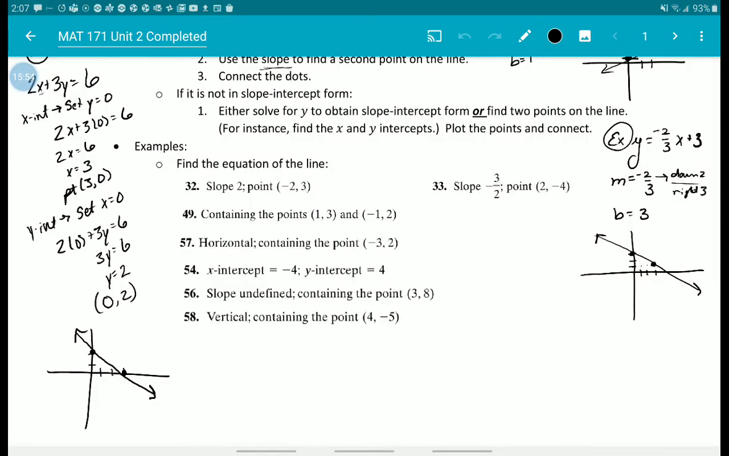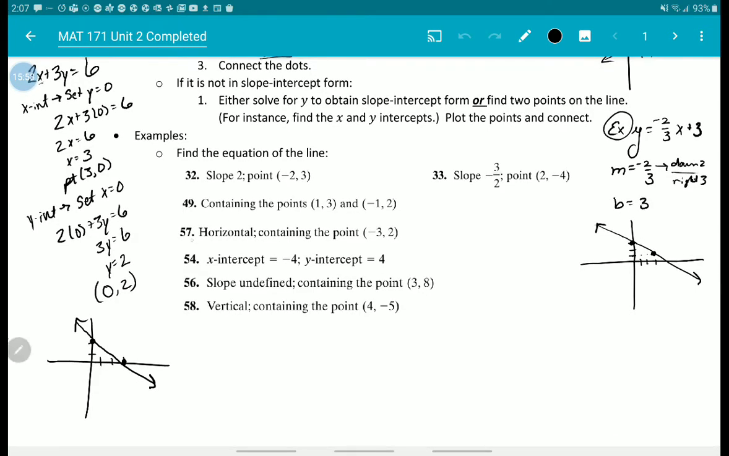So the next few examples are looking at some special cases. In 57, we know we have a horizontal line, and we know we want to go through the point -3, 2. So if it's horizontal, and it's going through the point -3, 2, let's draw a picture of what this guy's going to look like.